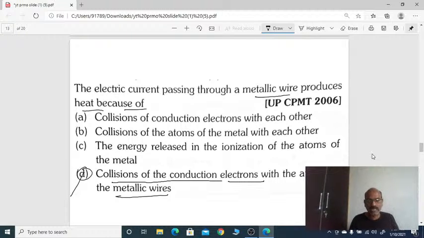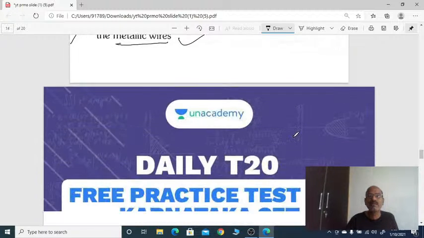Yes, correct. Collision of conduction electrons with the atoms of the metallic wire, they collide with all. That is why the colliding electrons lose their kinetic energy, which comes out in the form of heat. So option D is correct. Let us move to the next question.